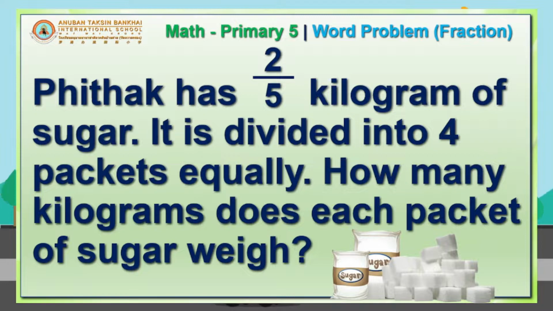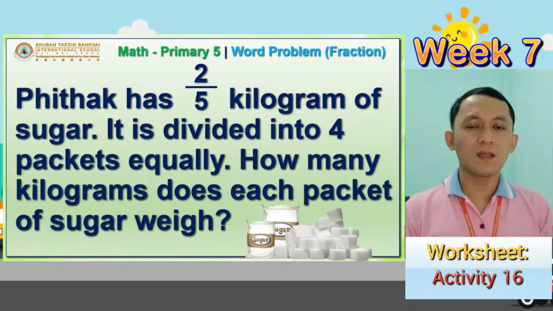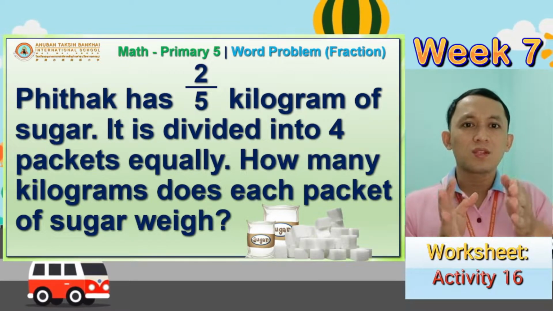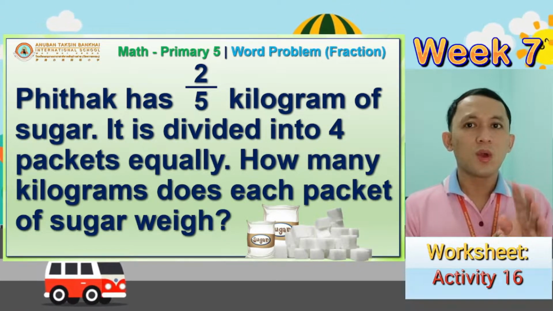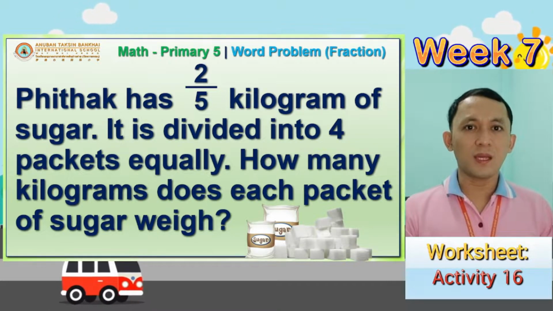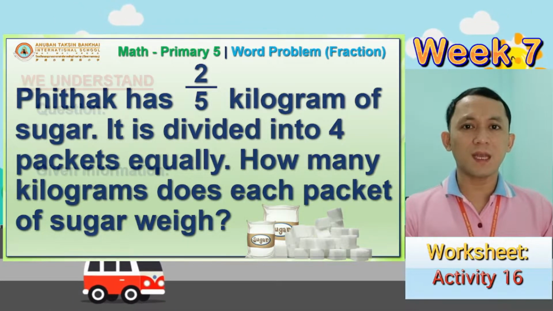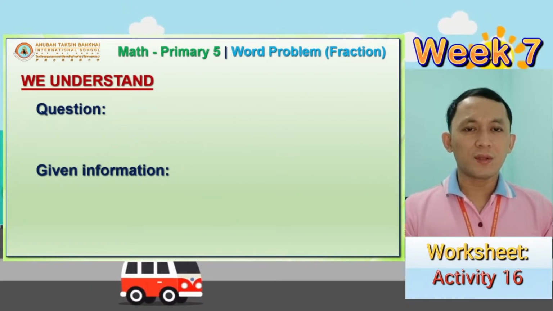Okay, so now let's have another example, another word problem, and we are going to discuss it today. Everybody, let's read. Pithak has 2 over 5 kilogram of sugar. It is divided into 4 packets equally. How many kilograms does each packet of sugar weigh? So our word problem is about a person who has sugar, and the sugar was divided into 4 packets equally.